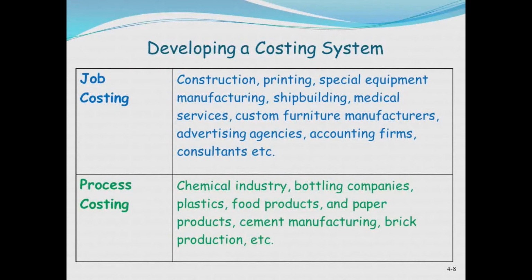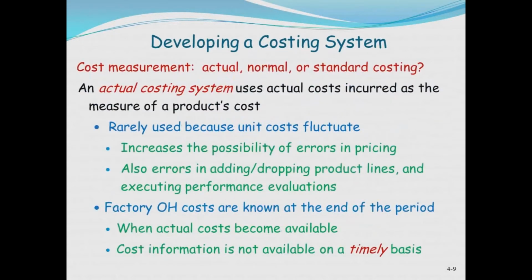So if you look at job costing, some companies that would be doing that: construction, printing, where you're printing a specific item, specialized equipment manufacturing. Think Boeing, think Caterpillar. Shipbuilding, medical services, our furniture company, and then service companies. Process costers: chemical companies, bottling companies, plastic, food products, paper products, etc. You can see what they have in common. They're just going through a flow. And that's what a process costing company does. So that's your first question.